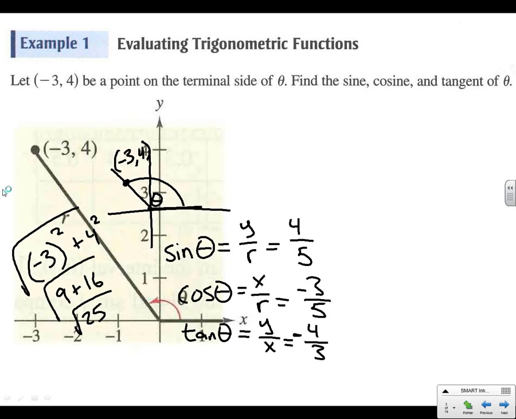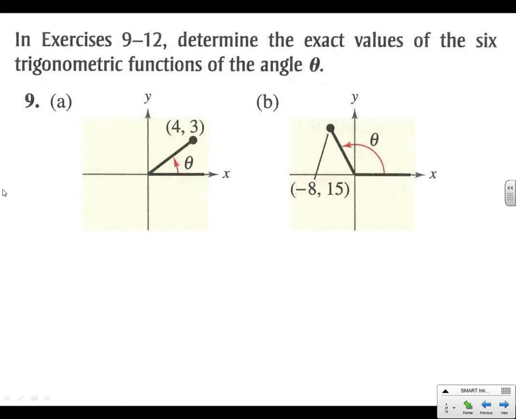There's a little drawing there that is the same drawing we just did, but use that same thinking. See if you can figure out the answer for 9A and B.